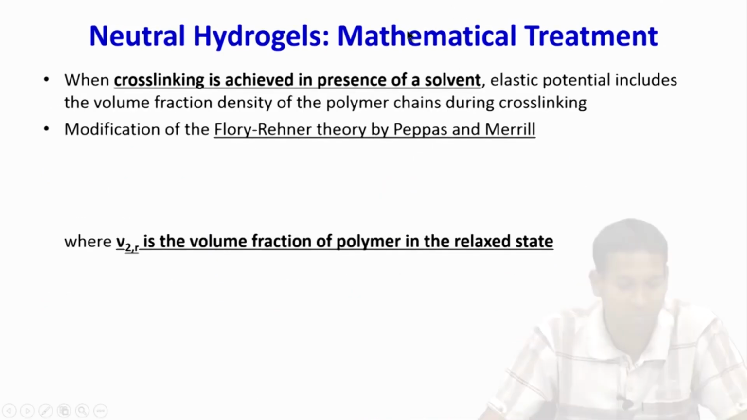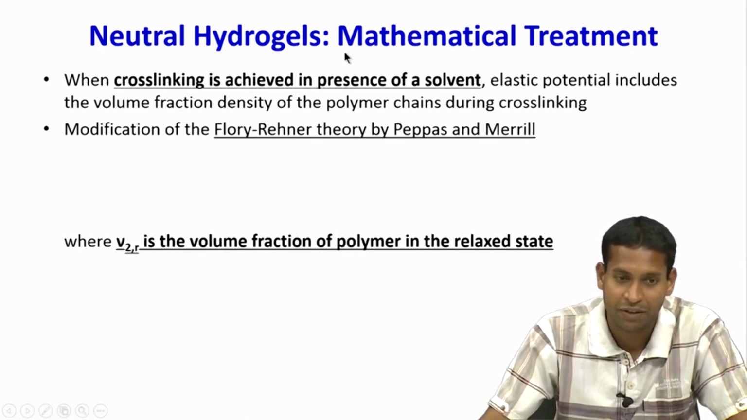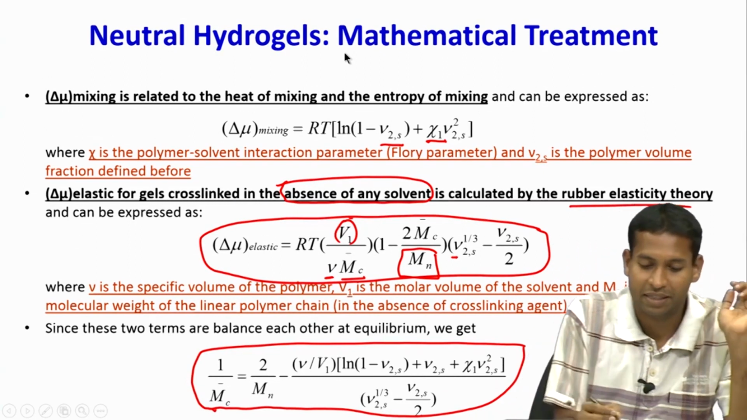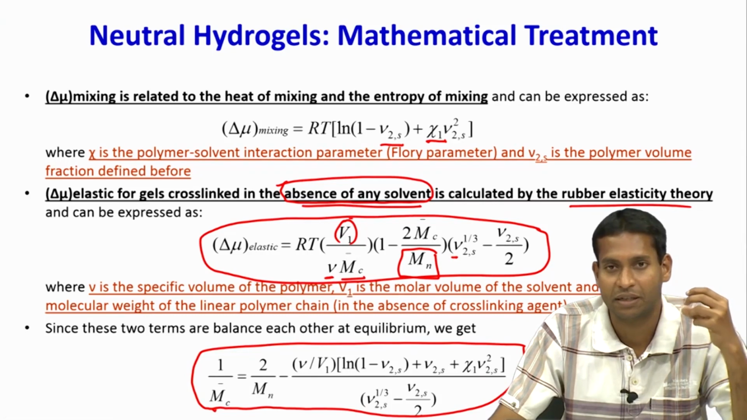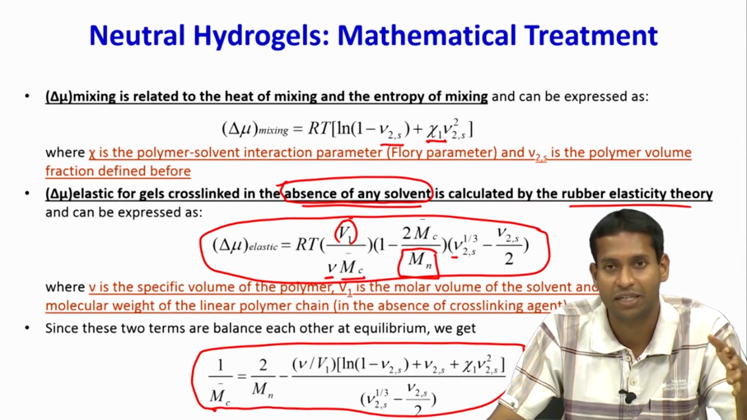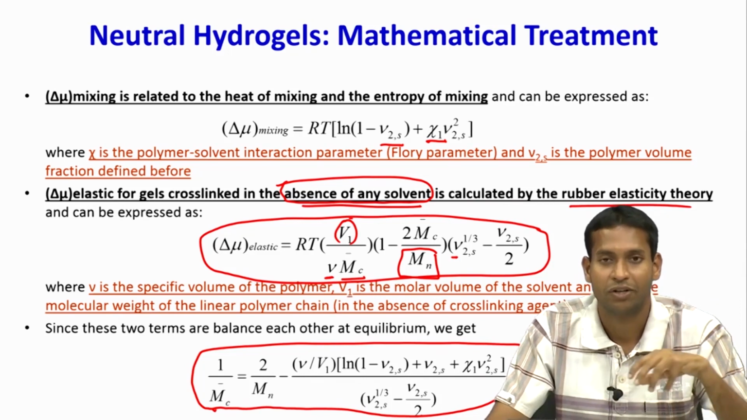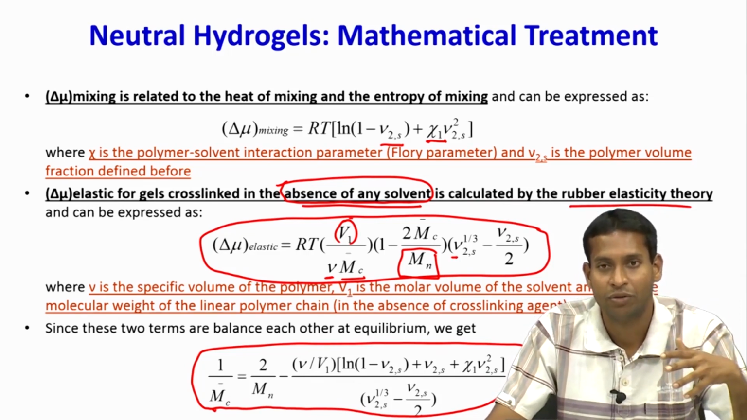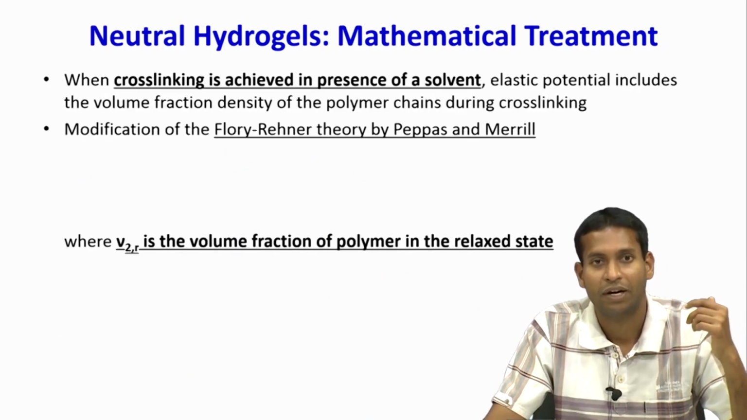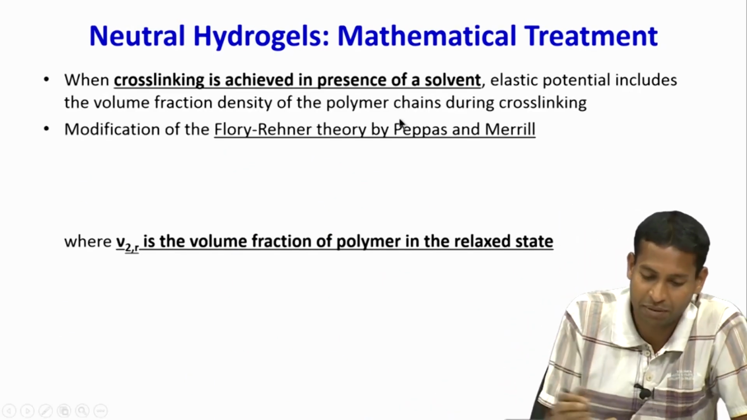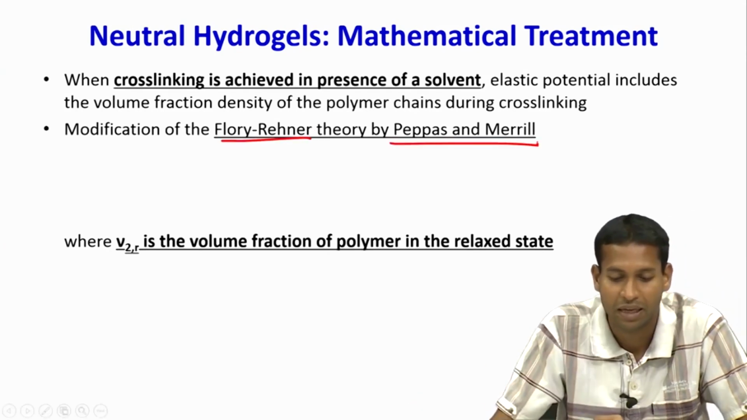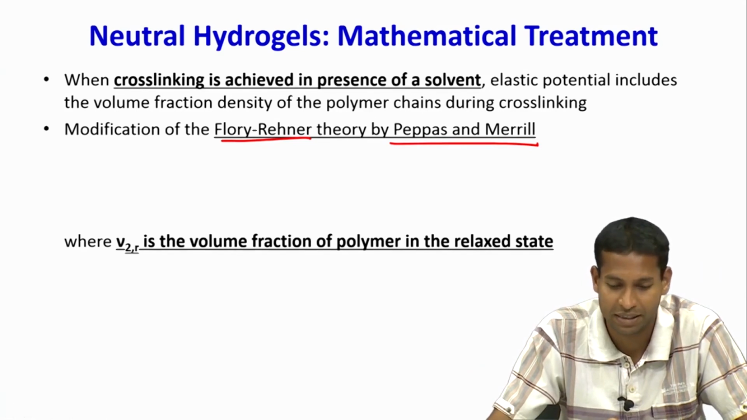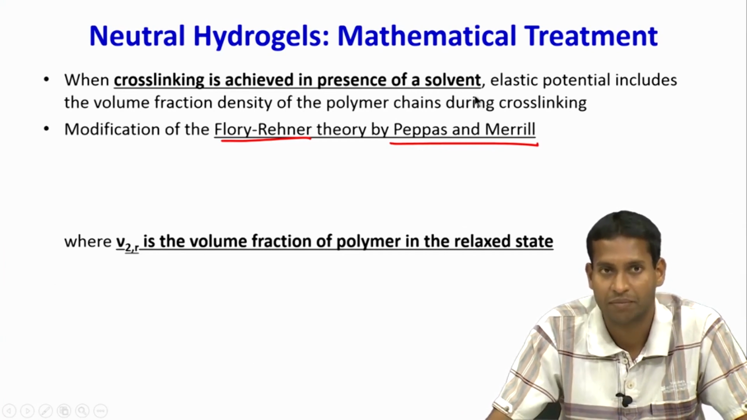Okay. So, now that we have this mathematical term, as we already said in the previous slide, that this is in the absence of any solvent, and this is not really physiologically relevant. All the cross linking in the hydrogel you will see is going to be in presence of some solvent. So, now if I add the solvent and try to correct this equation to reflect that, this was done by modification to the Flory-Rehner theory by Peppas and Merrill, and what is done is we have to include the volume fraction density of the polymer chains during cross linking.